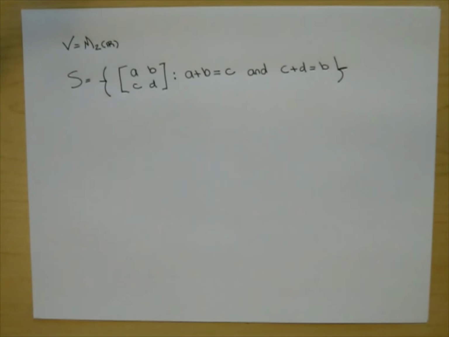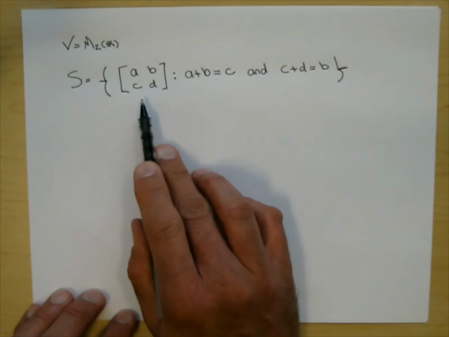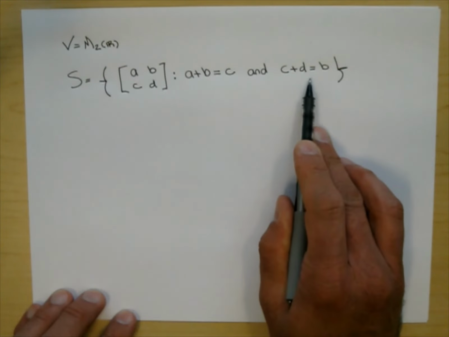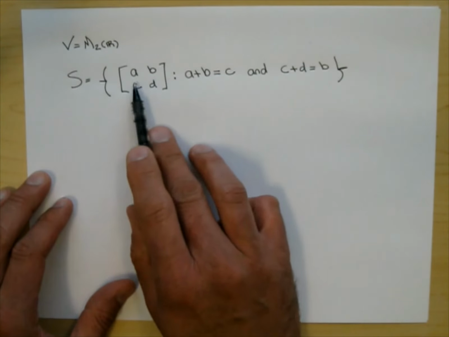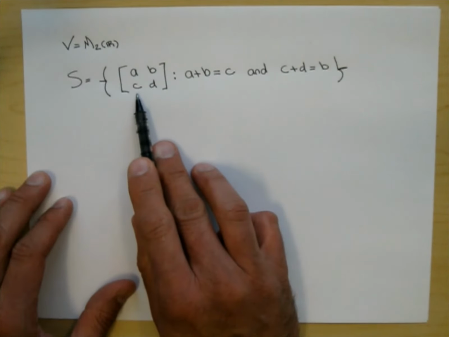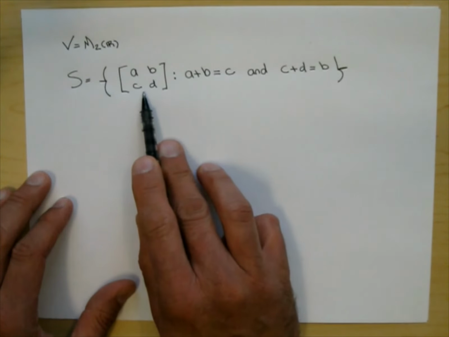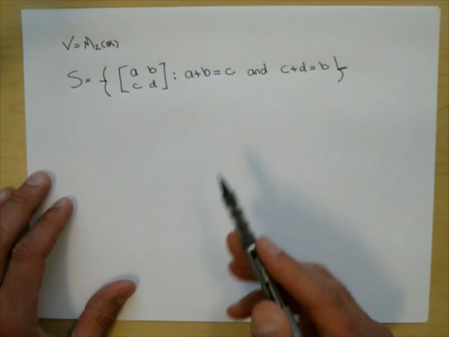Vector spaces, 2 by 2 matrices. S is the set of matrices A, B, C, D where A plus B equals C, and C plus D equals B. So in order to be in the party circle, the sum of the first row has to equal that element down there, and the sum of the second row has to equal this element B up there.